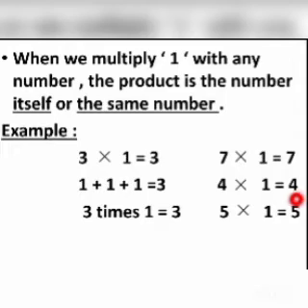Can you tell me some more examples, children? 10 ones are? Very good. 10. 8 ones are? 8. 2 ones are? 2. So, we get the number itself or the same number when we multiply with number 1.